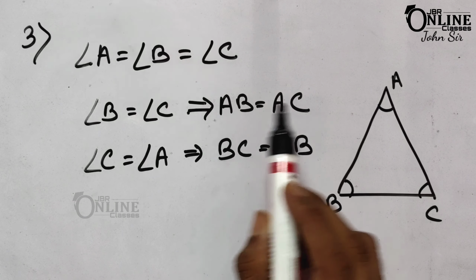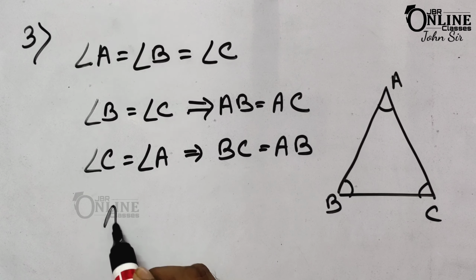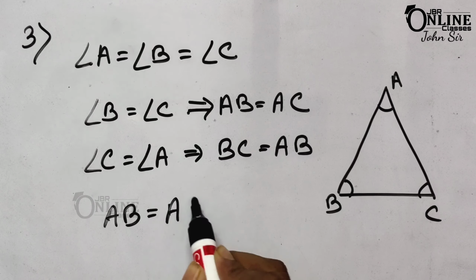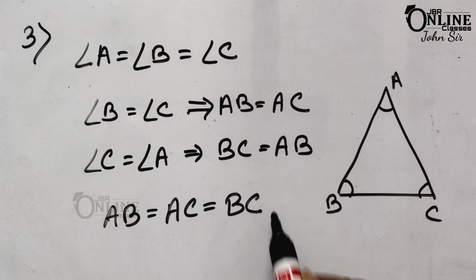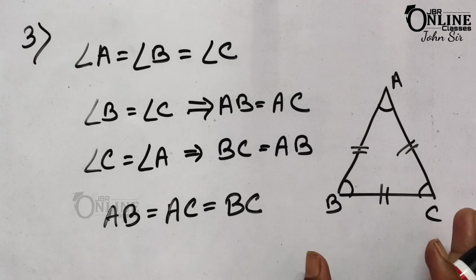Now here AB equals AC, and here also AB equals BC, that means you can write AB equals AC as well as BC. So that means this one is an equilateral triangle.